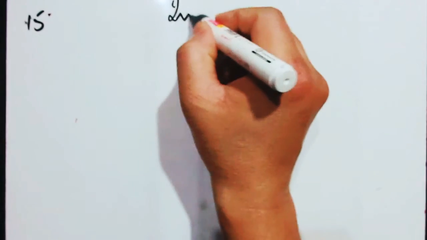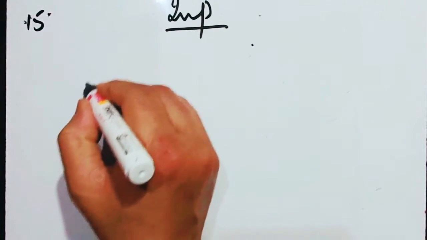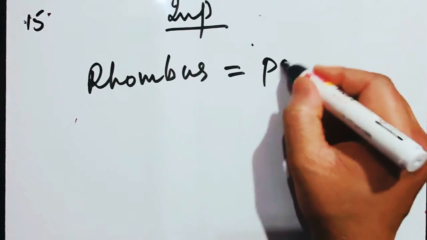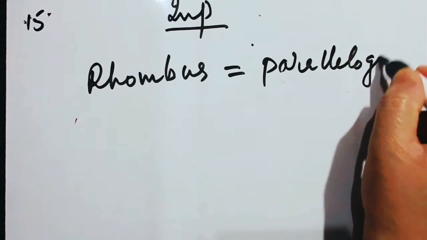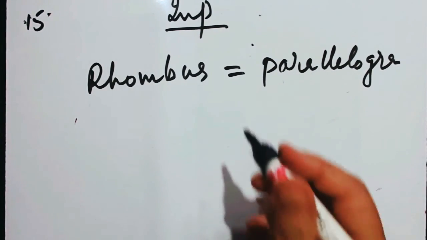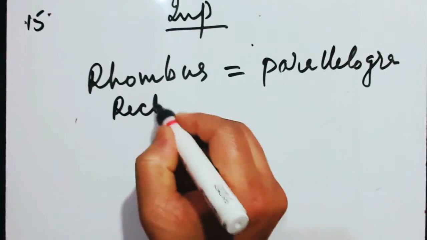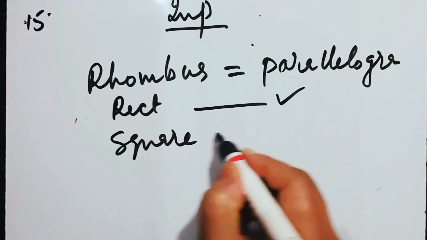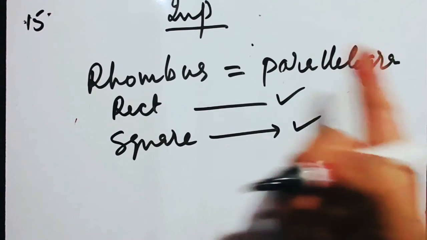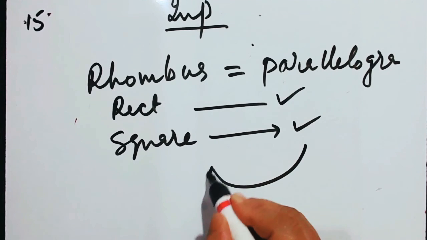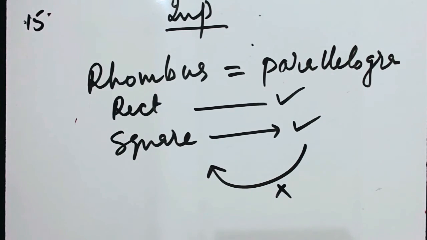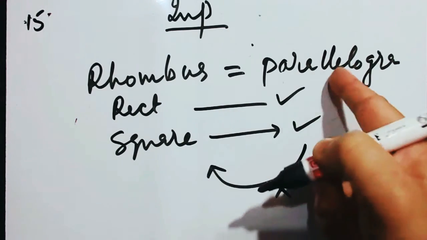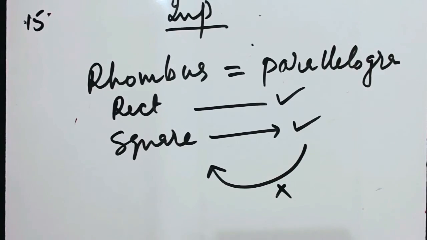Now, why is this important? When you look at a rhombus, that is also a parallelogram. When you talk about a rectangle, it is also a parallelogram. A square is also a parallelogram, isn't it? But the reverse is not true. A parallelogram can be a rhombus, but a parallelogram is not always a rhombus. But a rhombus is a parallelogram. Try to understand the fact.